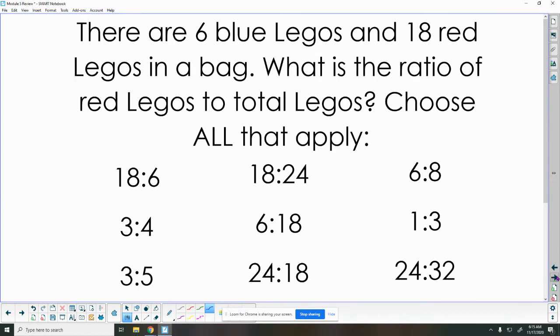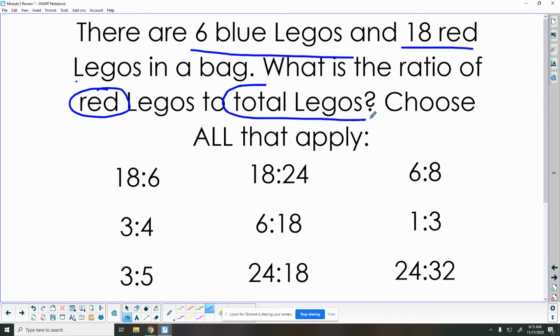Okay, so we have 6 blue Legos and 18 red Legos in a bag. What is the ratio of red first to total Legos? Choose all that apply. So let's just start and write down what we know. So will you just write down the ratio of red to total?